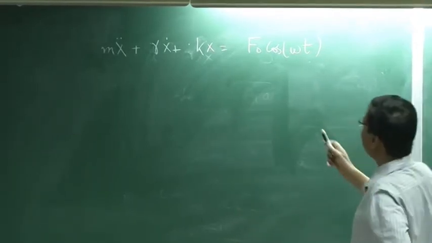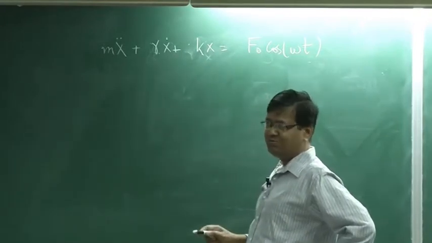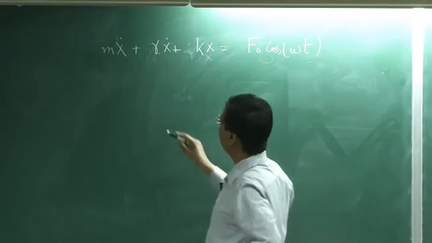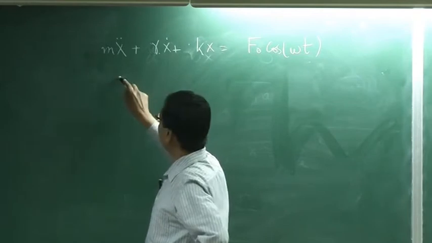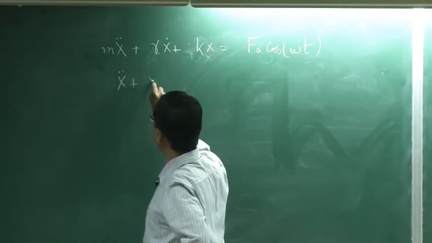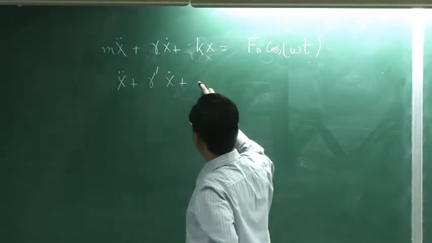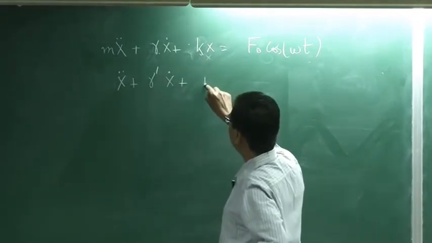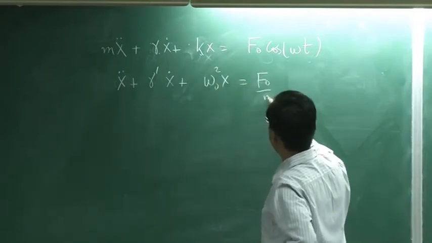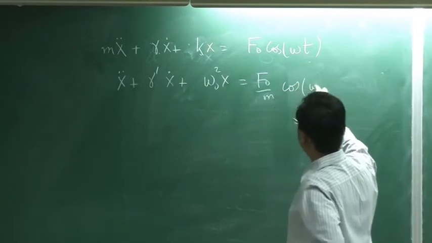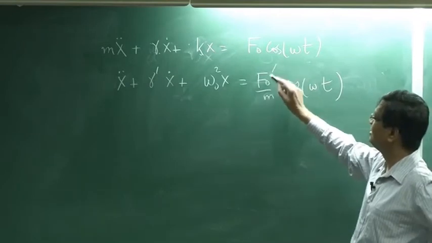So how many parameters are there? 1, 2, 3, 4, 5. We do not want too many parameters. So the first thing is to get rid of m by dividing by m. I am going to call it gamma prime, gamma by m, x dot, plus k by m, which is omega naught square, x, equals f naught by m. So I got to 4. This is one parameter, f naught.